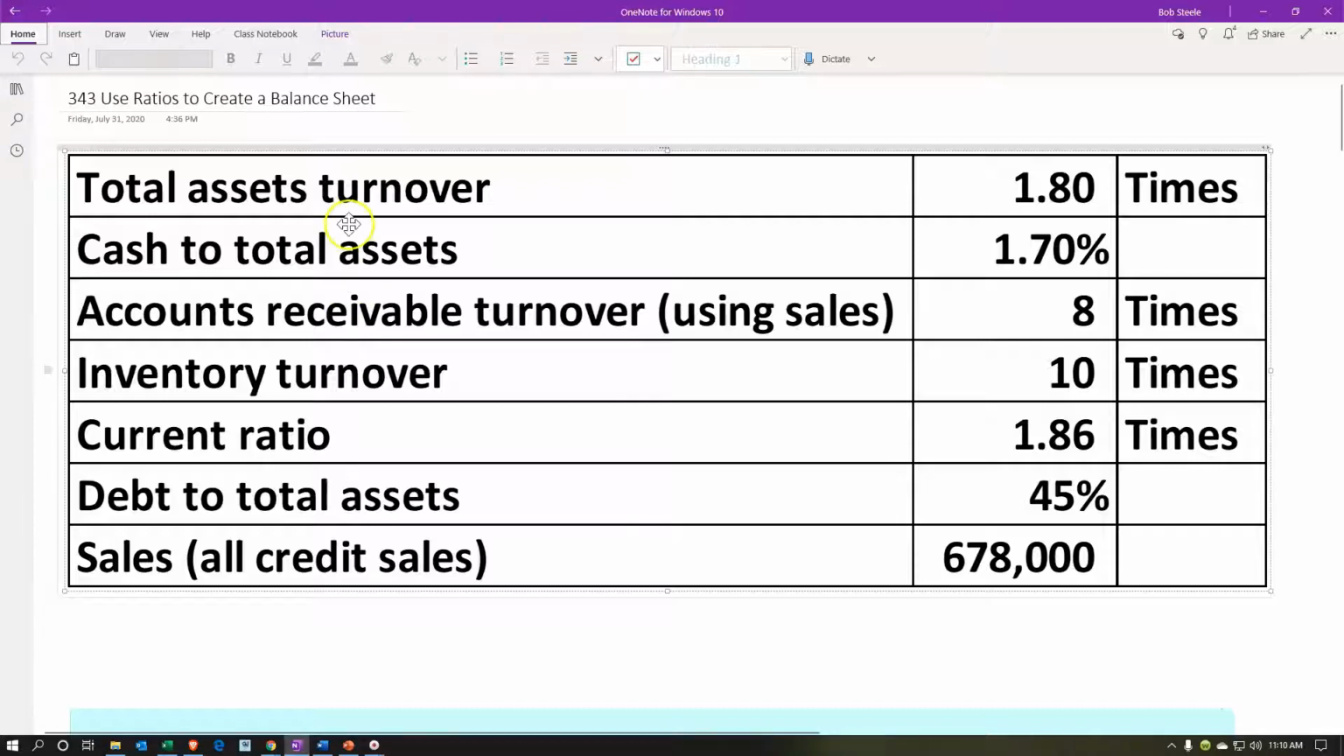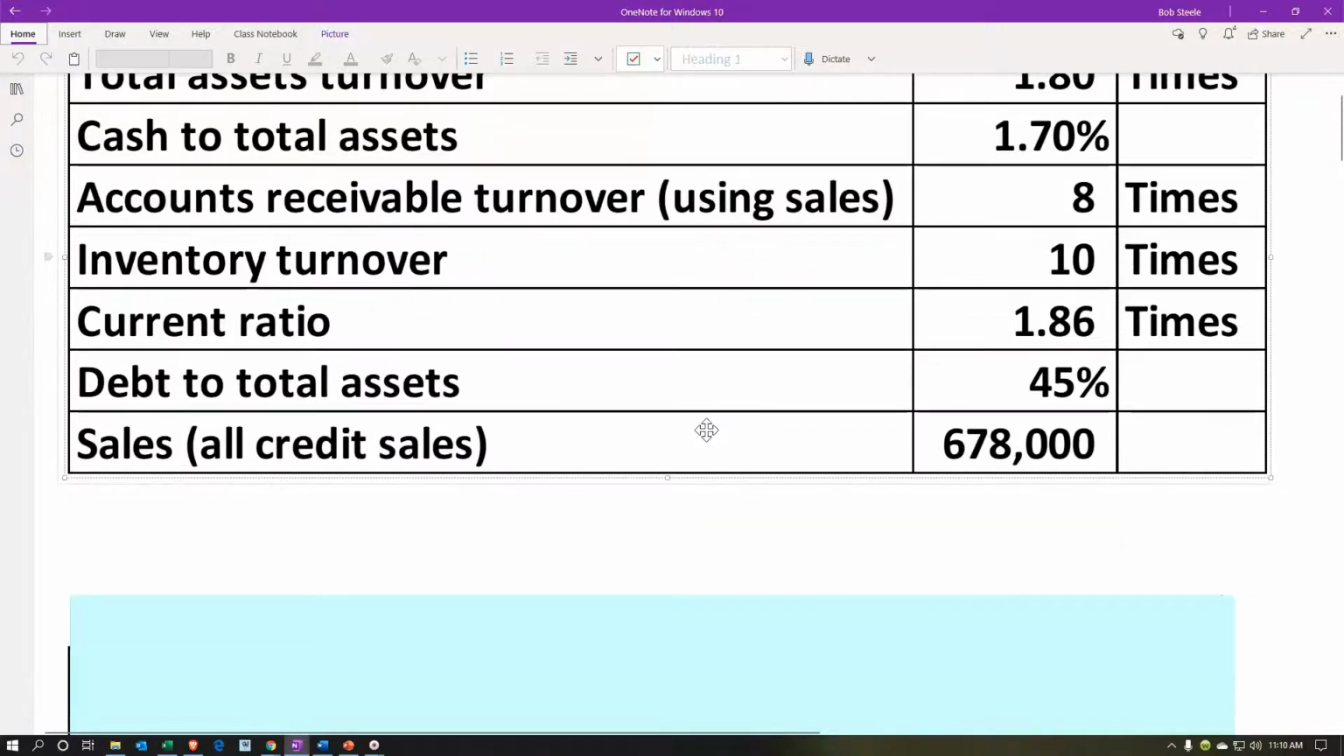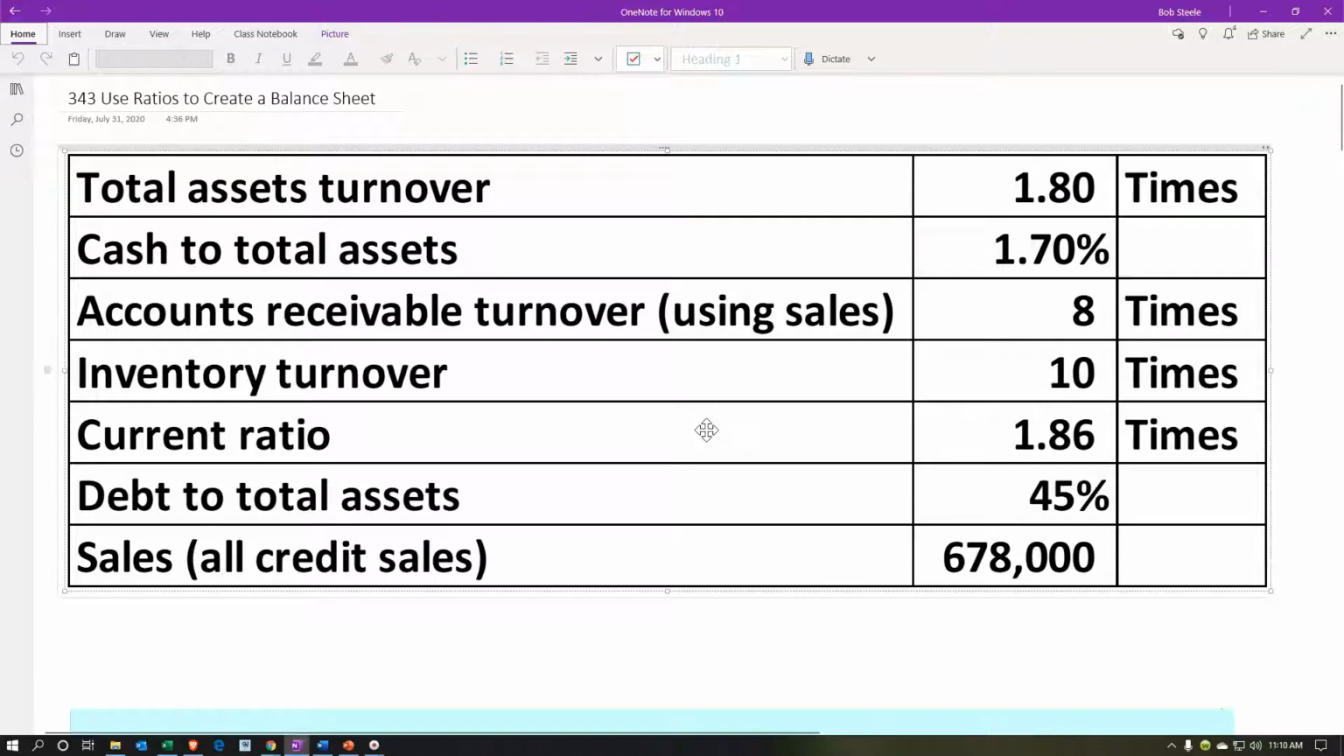What we are given is the total assets turnover, the cash to total assets, the accounts receivable turnover using sales as opposed to cost of goods sold in the calculation, inventory turnover, current ratio, debt to total assets, and sales. We're going to take this information and do the reverse of what we would normally do. When you're learning this, you'll typically learn it from the financial statements to the ratio. We're taking the ratios and backing into the financial statements. This might also be useful in practice if you were to take these ratios and do some kind of projections to estimate what might happen in the future.